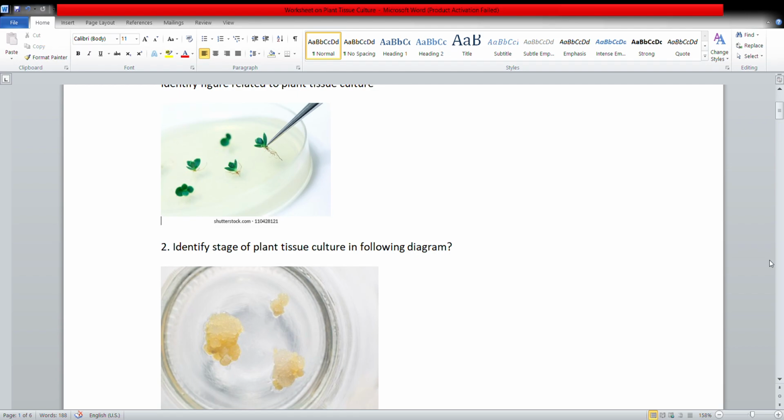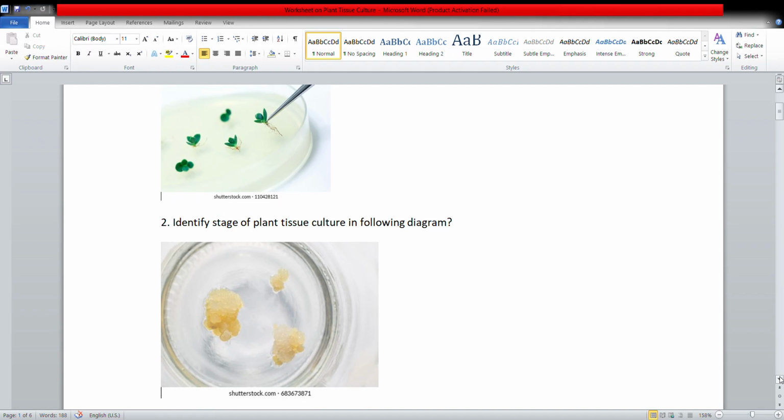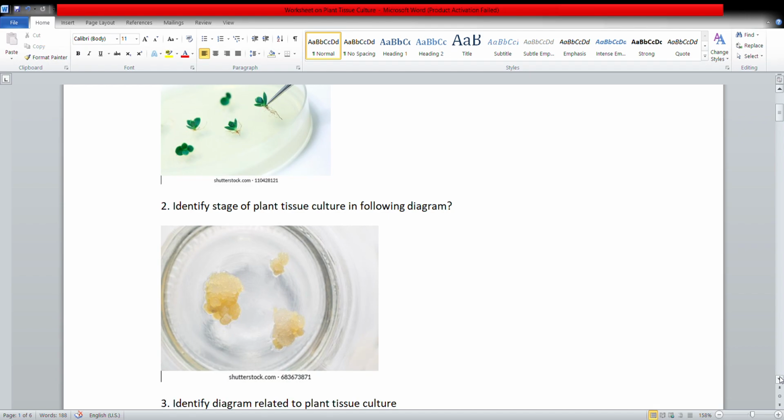You cannot define whether it is the root part or a stem part. If there is an equal concentration of auxin and cytokinin, then you get the callus, because auxin and cytokinin are plant growth regulators, and if there is an equal amount, then it will grow as undifferentiated, meaning you cannot say it is the root or it is the stem.